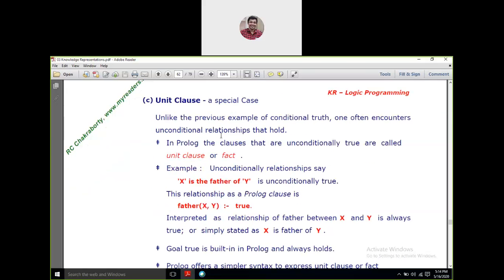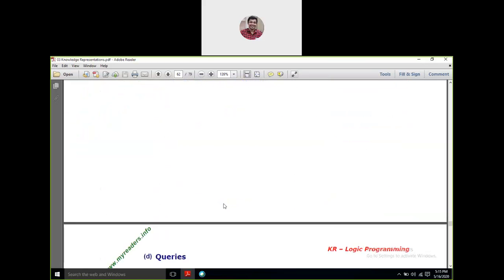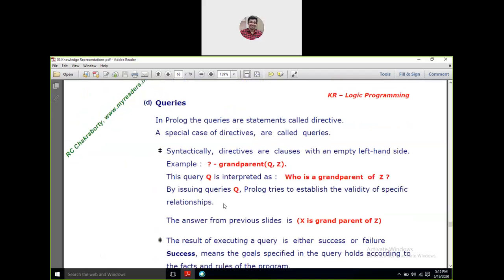Now, unit clause. You have to just remember one fact. What is a unit clause? A unit clause is something which has a true value in all conditions. In Prolog, the clauses that are unconditionally true are called unit clauses or facts, right? There are certain examples given to you out here. Yes, there is something in the query part. Like you have a query Q, and you're asking who is the grandparent of Z. So this is the Prolog representation of it. You've still seen it in the Strawberry Prolog part.